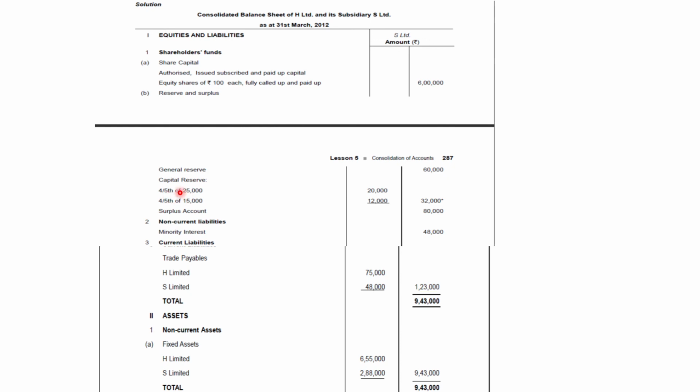4/5, that is 80% of 25,000 and 80% of 15,000. 20,000 plus 12,000 equal to 32,000.